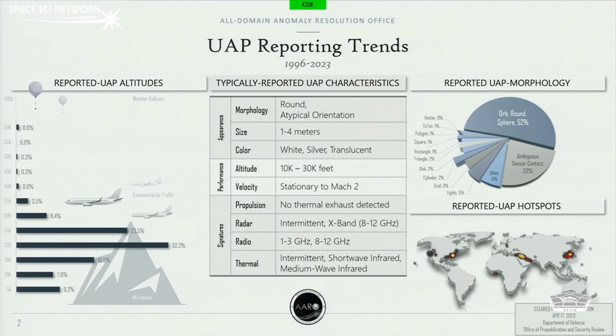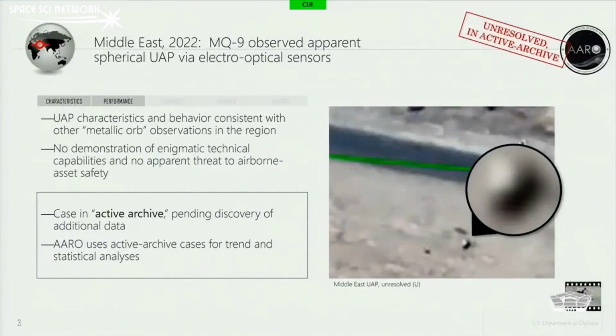Next slide. So I'm going to walk you through 2 cases that we've declassified recently. This first one is an MQ-9 in the Middle East, observing that blow up, which is an apparent spherical object via EO sensors. Those are not IR.